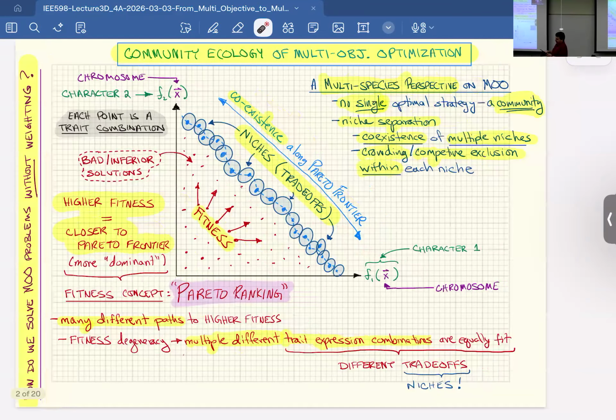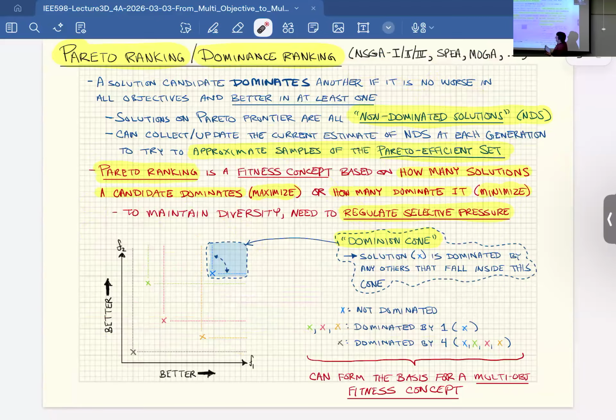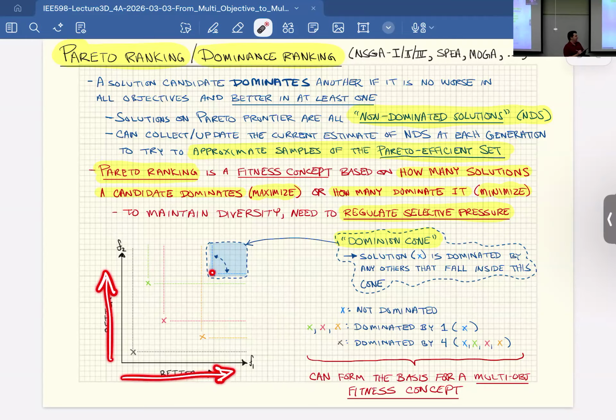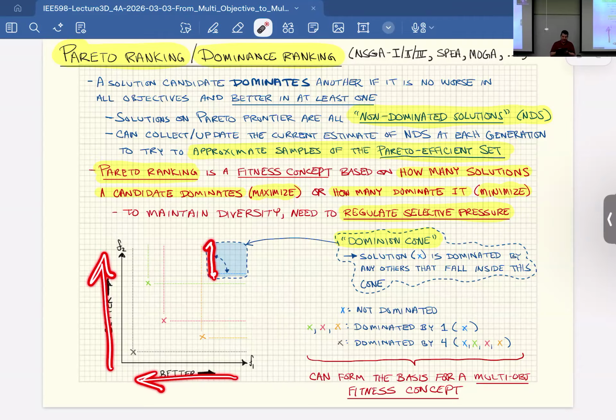Okay, so we talked about dominance ranking last time. So I introduced this idea of the dominance cone, which I don't know if anybody else calls it that, but it's this idea that if you focus on an individual and you look, what is the positive direction? So, in all of my examples I've been showing, it's better to be good in both F1 and F2, but you could imagine that it might be better to be less in F1 but greater in F2, in which case the dominance cone would still go up here, but it would go down here. So these would be the ones that dominate this solution.